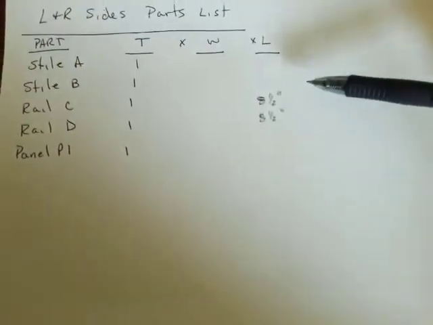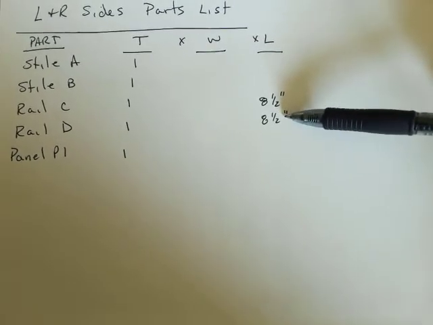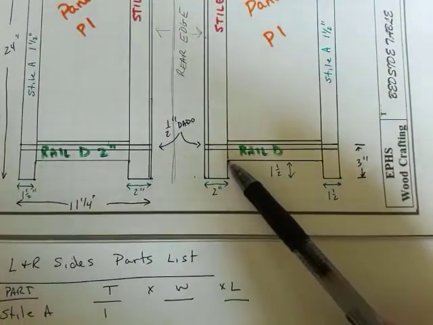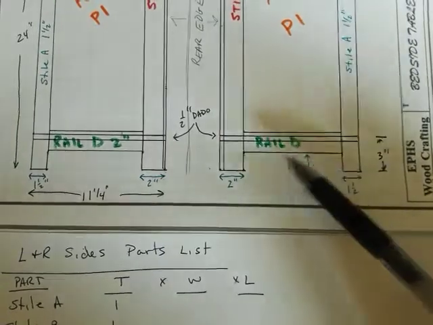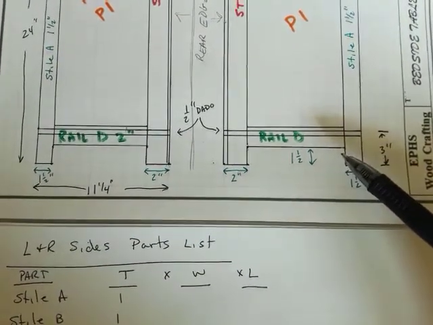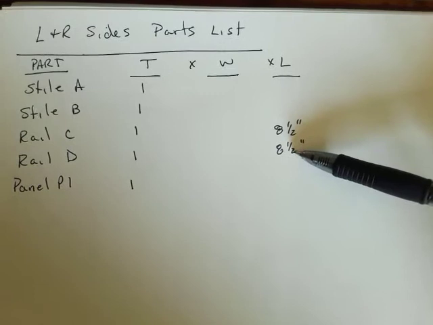A couple values that you were not given were the rail lengths. That was just kind of the result of the rail that goes in between the two stiles. So whatever that distance was, we just drew it in. We don't really have to dimension that value on the drawing, but in our parts list we do need to define that, and that happens to be 8.5.